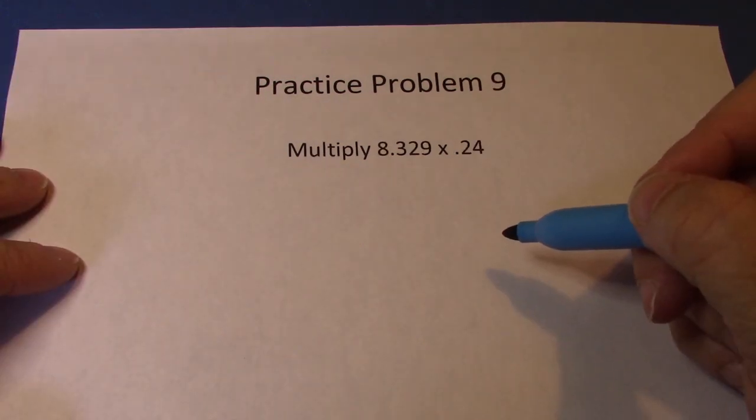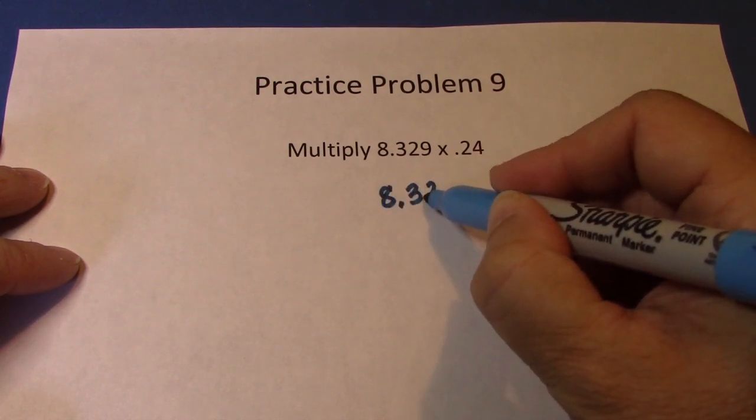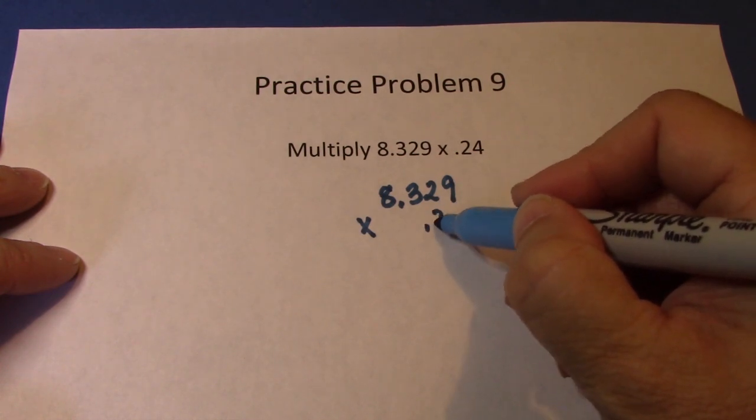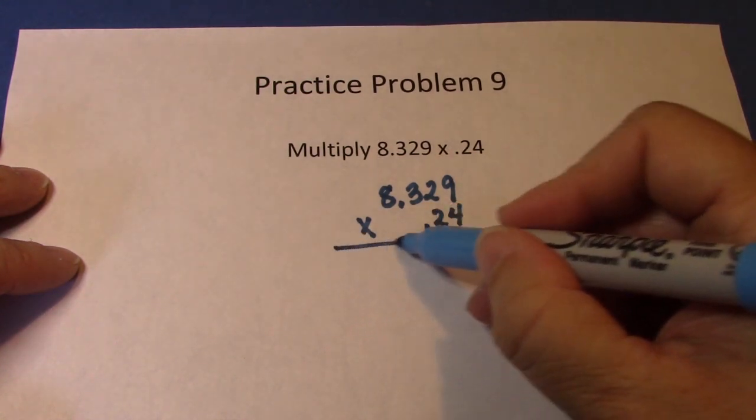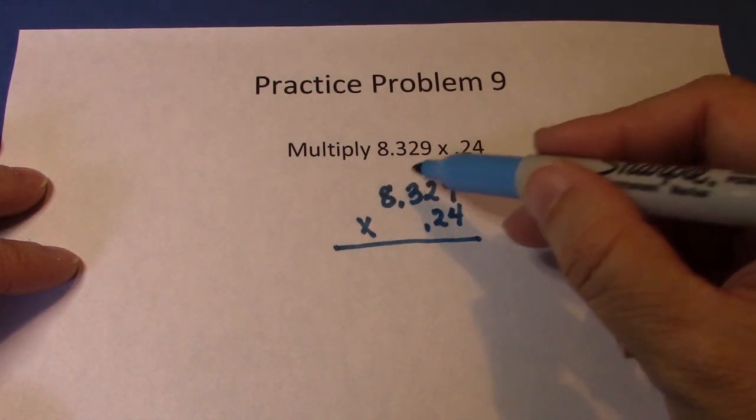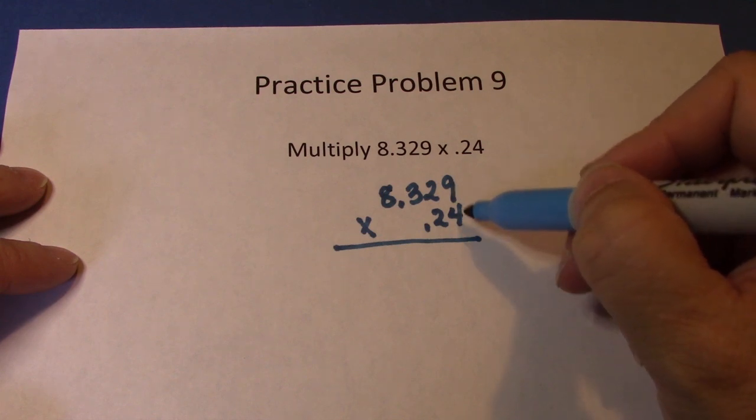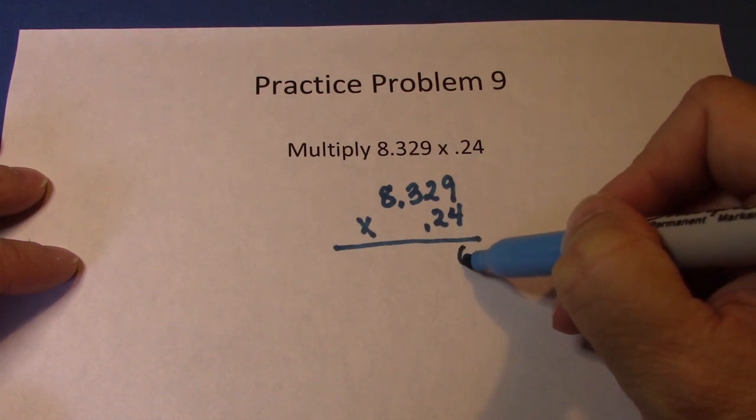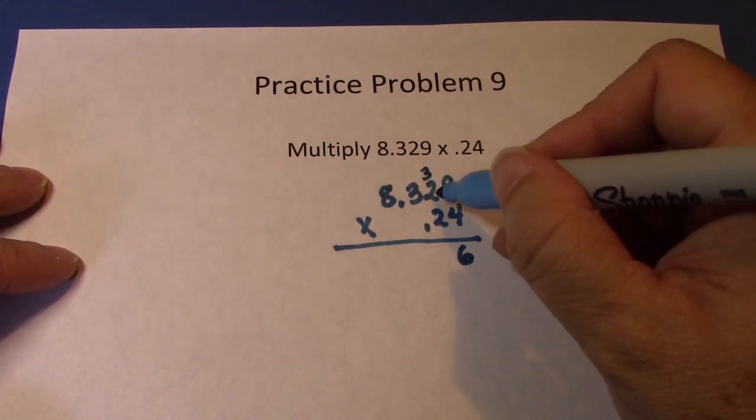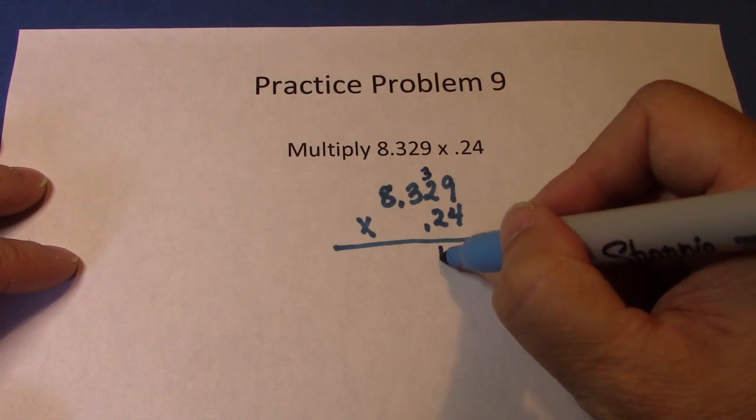Problem 9 is some more multiplication. This time we are going to take 8 and 329 thousandths times 24 hundredths. We'll start by multiplying this by this number one at a time. 4 times 9 is 36. I'm going to write down the 6 and bring that 3 up. 4 times 2 is 8, and the 3 that I brought up here, 8 and 3 is 11.